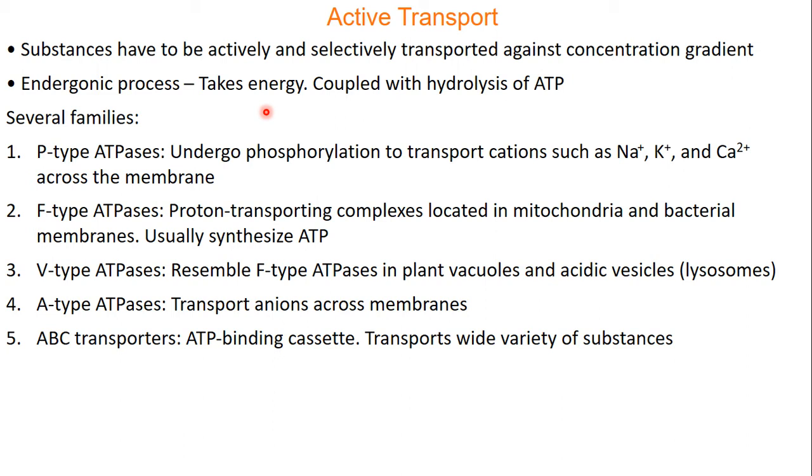And you have a lot of different families of ATPases. You have P-type, in which the actual transporter will be phosphorylated, and these usually transport cations such as potassium, sodium, and calcium. You have F-type, which transports protons, and these are located in your mitochondria and bacterial membranes. These are used to synthesize ATP. V-types, which are like F-type but in vacuoles and acidic vesicles. A-type transports anions across membranes. And ABC transporters. ABC means ATP binding cassette, which means it just has this motif that binds ATP. This can transport a lot of different things, so there are a lot of different ABC transporters out there.